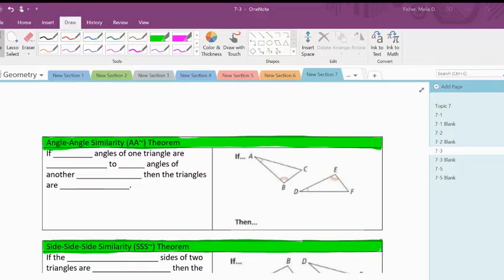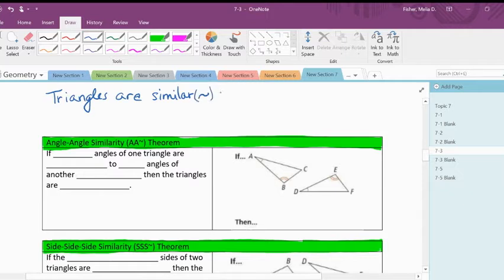Let's take note that triangles are similar, and you can use the similar symbol if you want, if they have the same angles and are proportional.